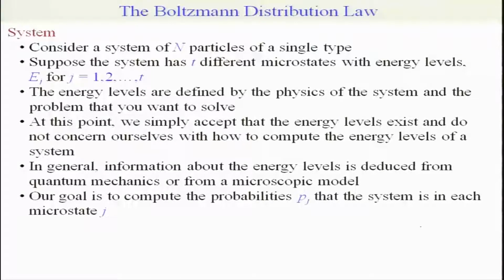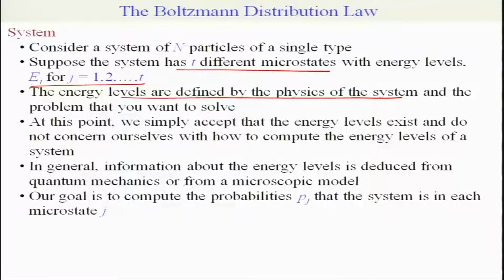it is of the same type. And what we are considering is that the system containing n particles has t different microstates with energy levels varying from E1 to Et. Now, these energy levels are defined by the physics of the system and the problem that you want to solve. At this point, we will accept that the energy levels exist, and we do not concern ourselves with how to compute the energy levels of a system. In general, information about the energy levels is deduced from quantum mechanics or from a macroscopic model.